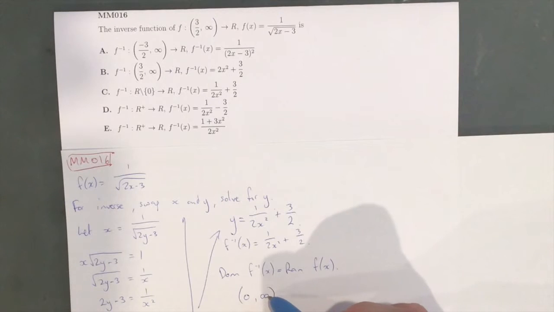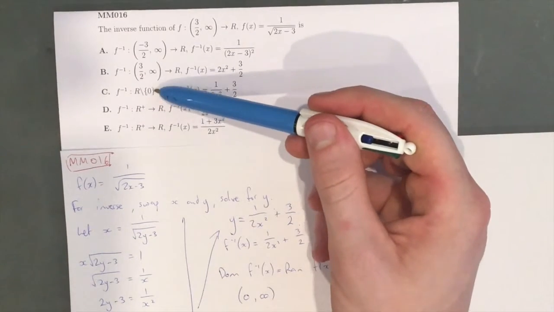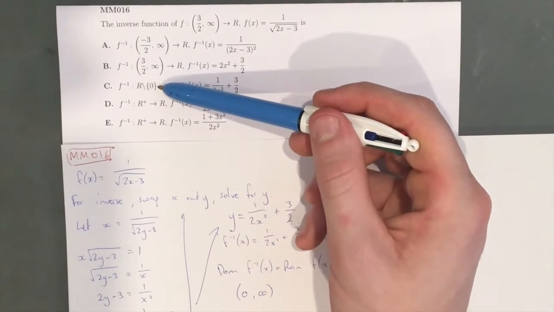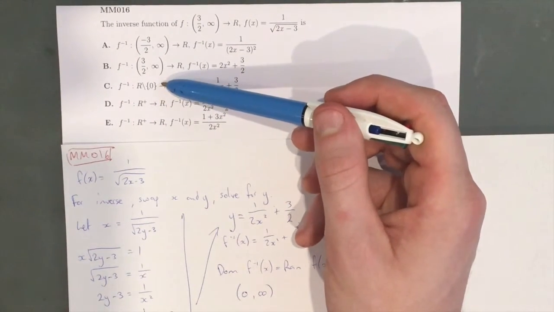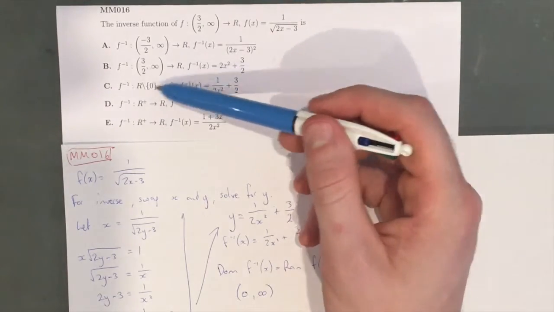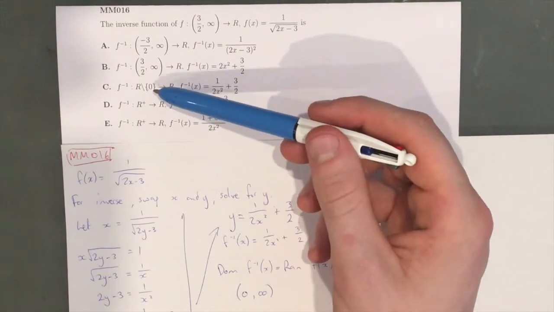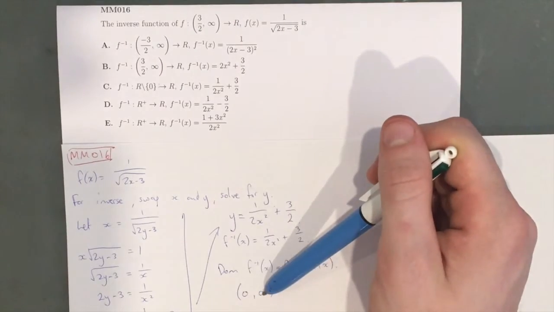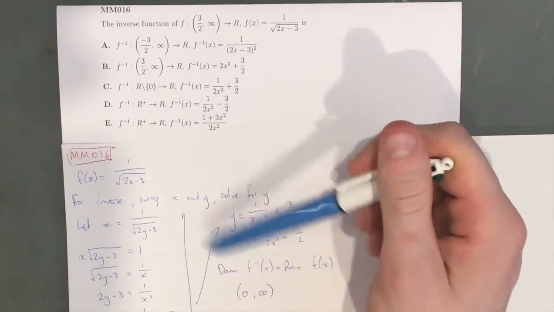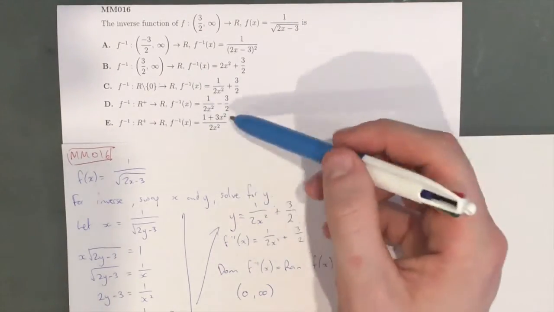And you've got a domain of your f inverse of x from 0 to infinity, which doesn't match this original domain. So C is not your right answer. And if you picked C, this is the reason why it's incorrect. R not including 0 is the incorrect domain. 0 to infinity is the same as all positive values of R, which actually means our answer is E.